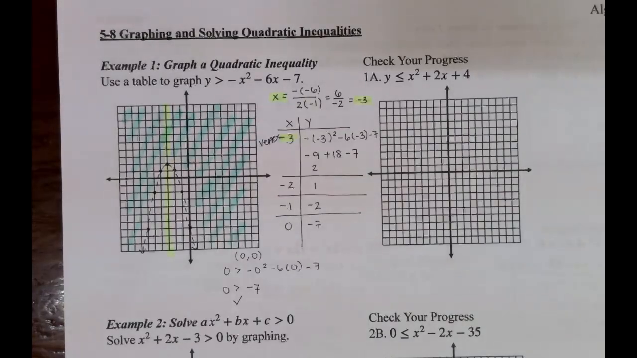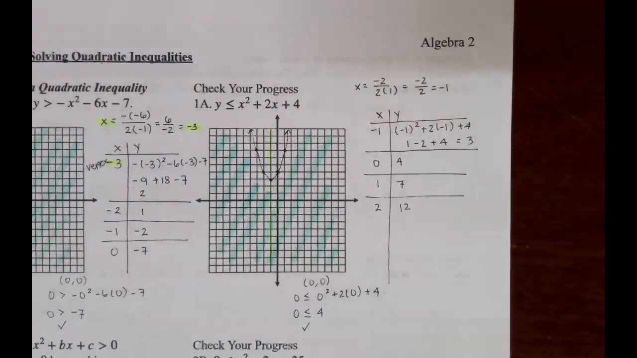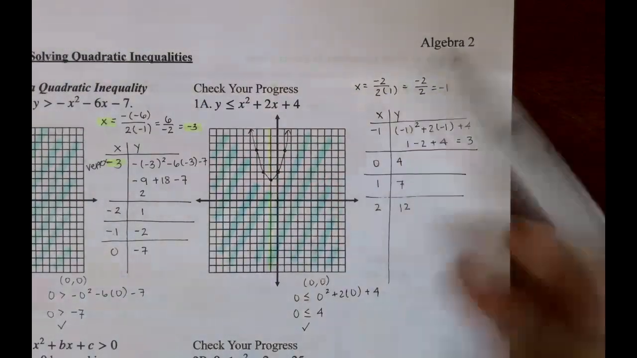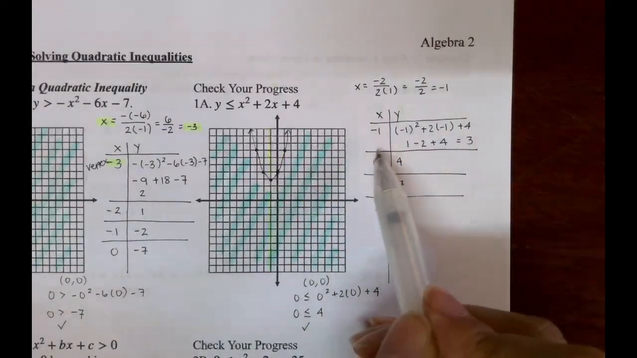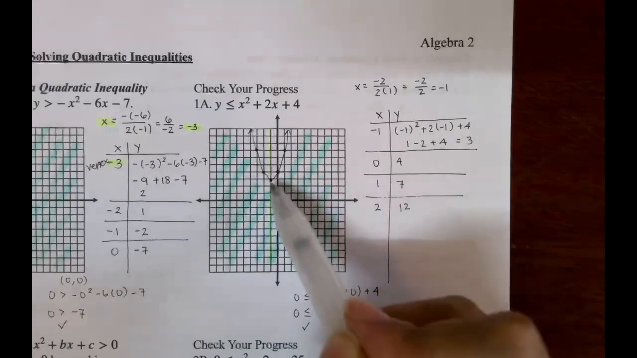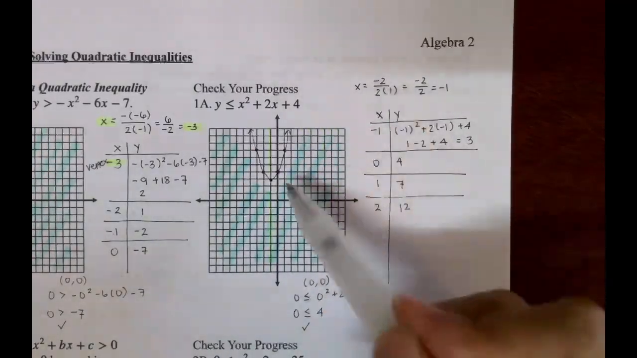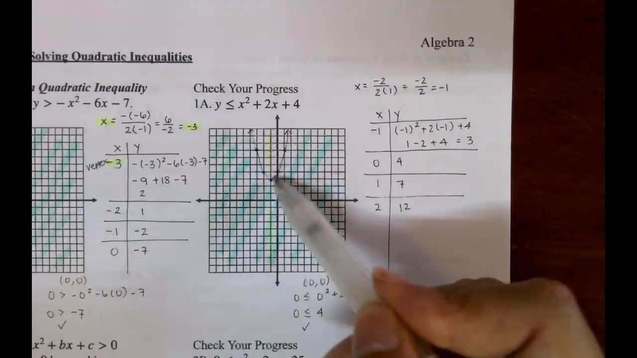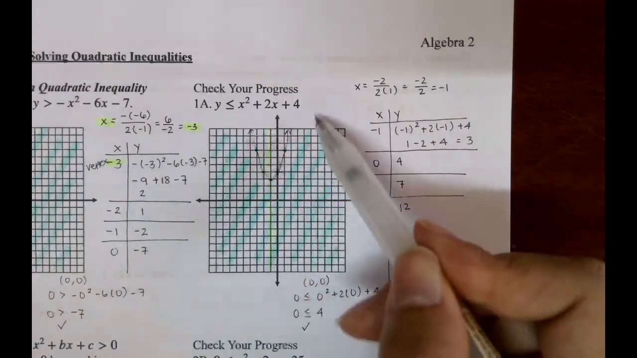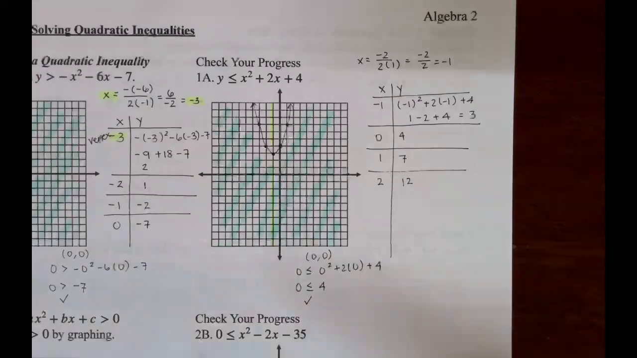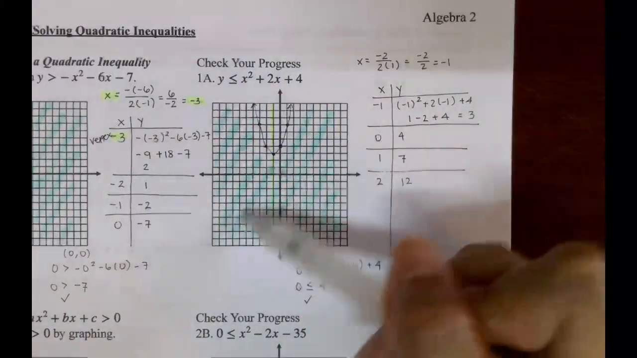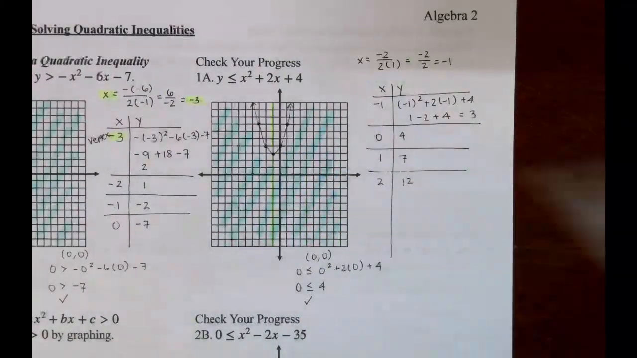Okay, so why don't you try CYP 1A, and then once you're done, come check your answer. Okay, this is what you should have gotten, starting with your axis of symmetry at x equals negative 1. Your vertex is at negative 1, 3, and then on one side is 0, 4, 1, 7, and 2, 12 doesn't fit. Okay, it should be a solid line, not dotted, because it is equal to. And then when you test the point, you would realize here that we are shading below or outside of that quadratic.